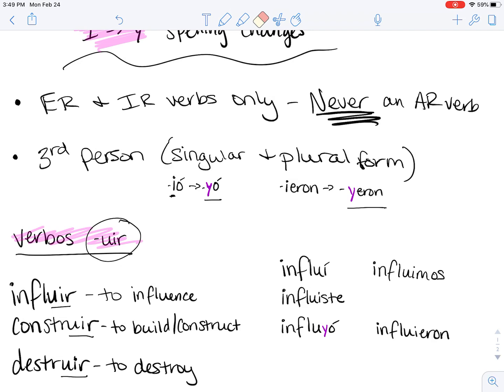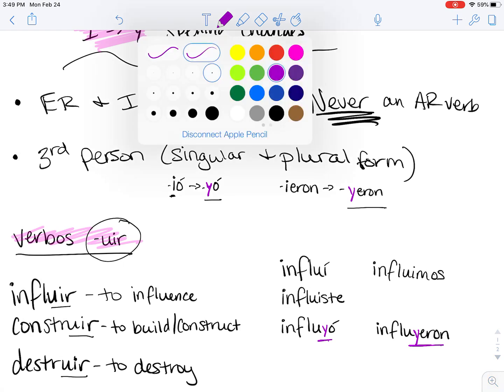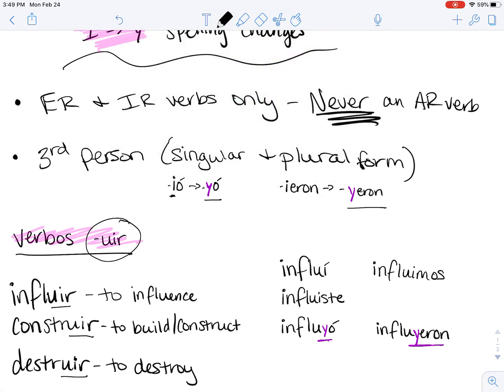We want influyeron. So we're only changing down here in our third person, again, to keep that sound. For whatever reason, Spanish doesn't like having all of these vowels next to each other. It messes up the pronunciation. So we're changing the I to a Y. That's the first type of I to Y spelling change verb, these verbos uir.